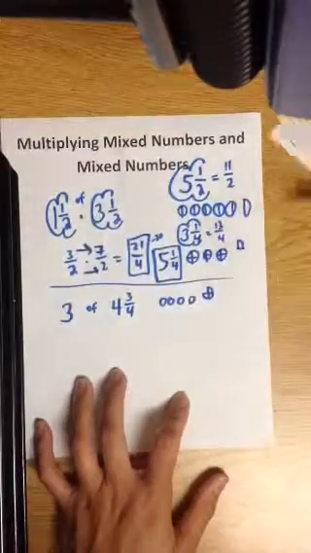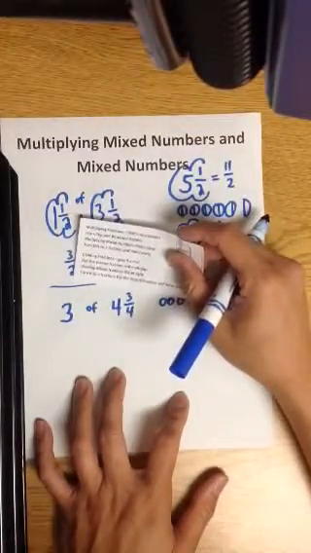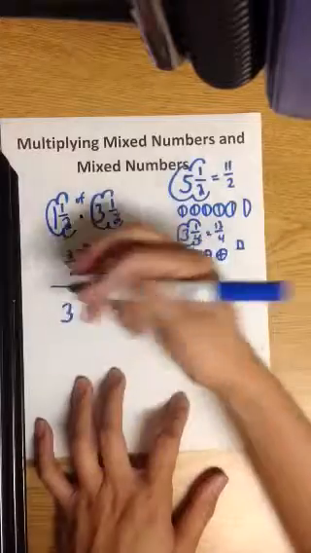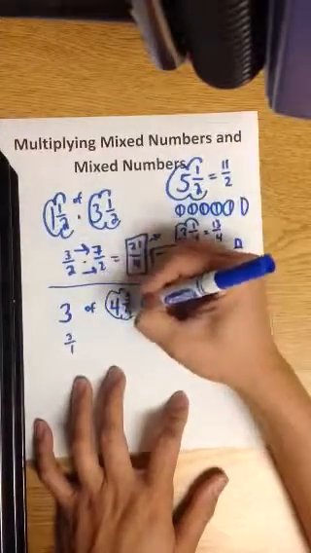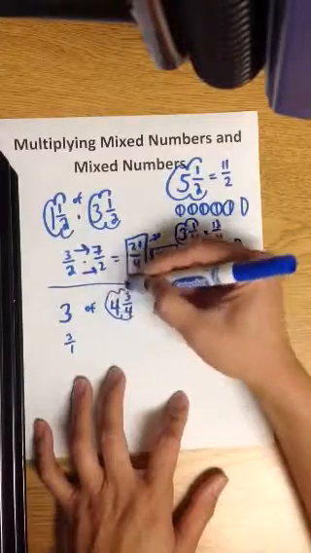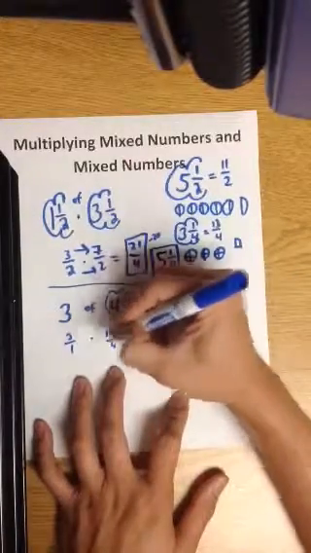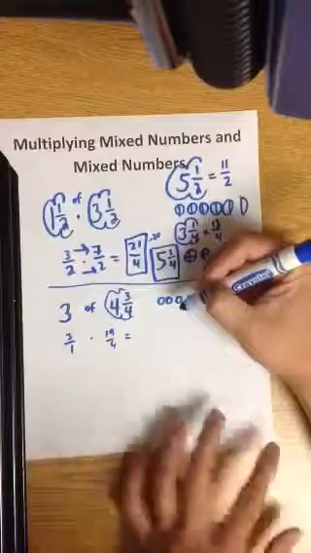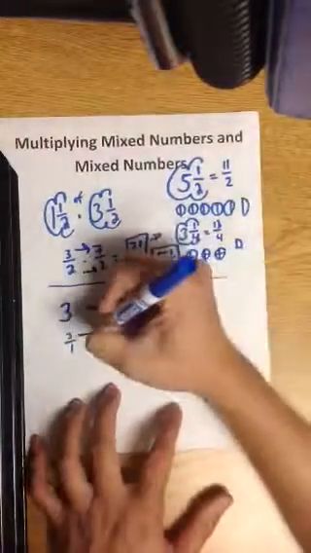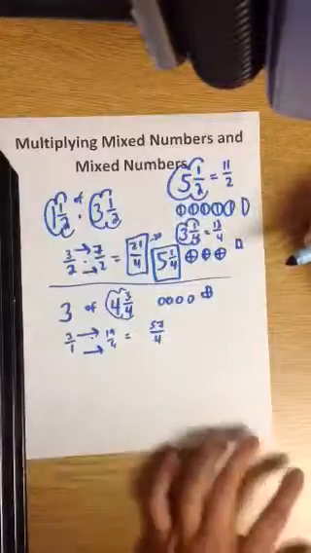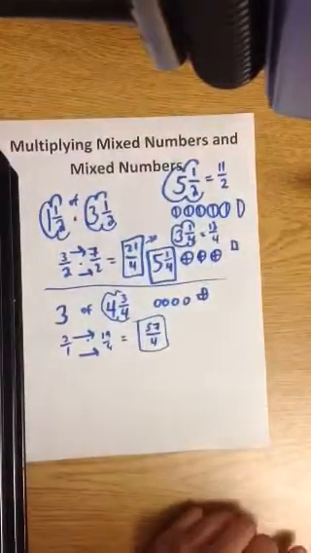So, multiplying mixed numbers, that's okay. Turn them into fractions and times away. Turn this into a fraction: 4 times 4 is 16 plus 3 is 19 fourths. Times 3: 3 times 19 is 57/4. So that's a good answer, but it is improper.